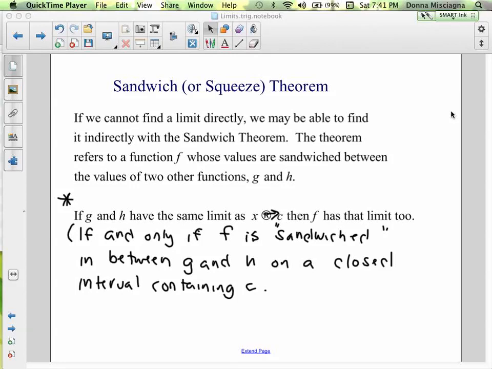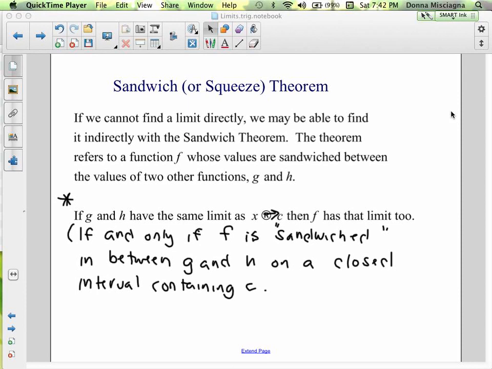So now let's learn a little about the sandwich or squeeze theorem. Two names mean the same thing. If we can't find a limit directly, we may be able to find it indirectly with the sandwich theorem. The theorem refers to a function f whose values are sandwiched between the values of two other functions g and h. So one of the requirements is that the function has to be sandwiched in between two other functions.